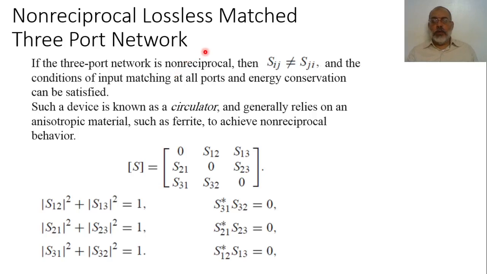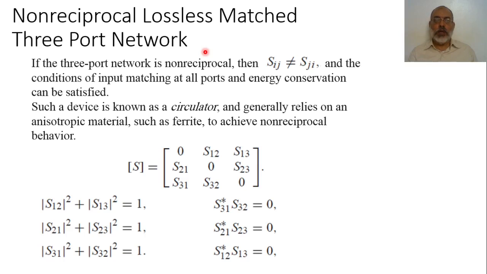In the previous video, we have shown that for a general three-port network, the three conditions, lossless, reciprocal, and matched, cannot be satisfied simultaneously. However, we can satisfy two of these conditions while the third condition is not satisfied. Now in this video, we are going to show two examples for three-port networks which satisfy two of these three conditions.